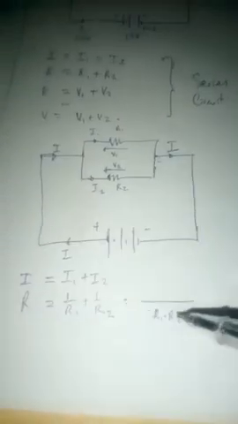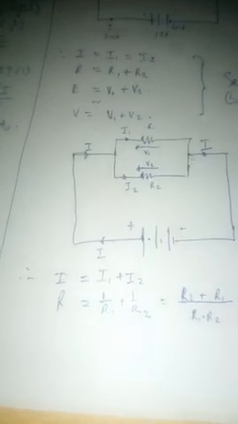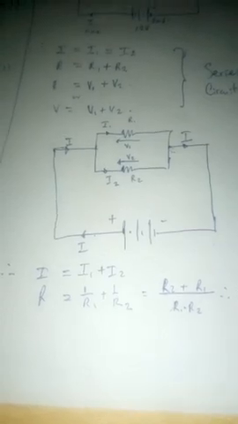Using LCM, we take both, multiplying them together, R1 times R2. R1 in R1R2 cancels, remaining R2, that's the numerator. R2 multiplied by 1 gives R2. Then we remove R2 from here, remaining R1, and R1 multiplied by 1 gives us R1. Thereby, we have R1 plus R2 all over R1 R2.